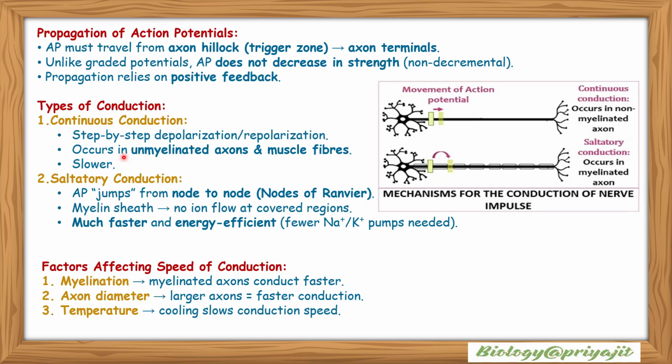There is no ion flow at the covered region. It is much faster and energy efficient. Fewer Na+ or K+ pumps are needed. Factors affecting speed of conduction: there is myelination. Myelinated axons conduct faster. Axon diameter: larger axons show faster conduction, and temperature: cooling slows conduction speed.